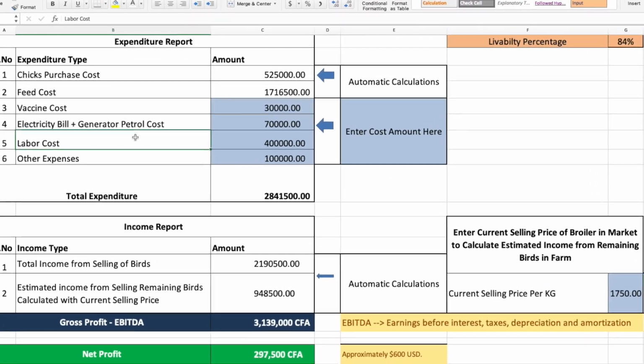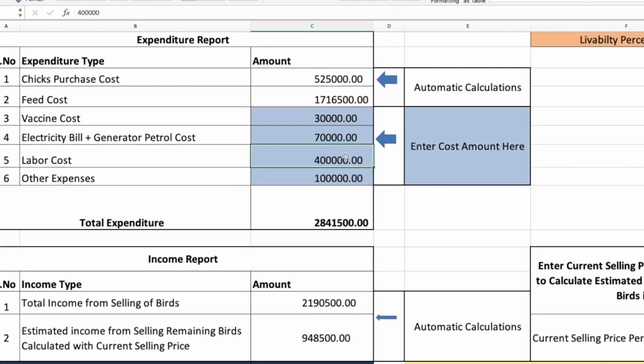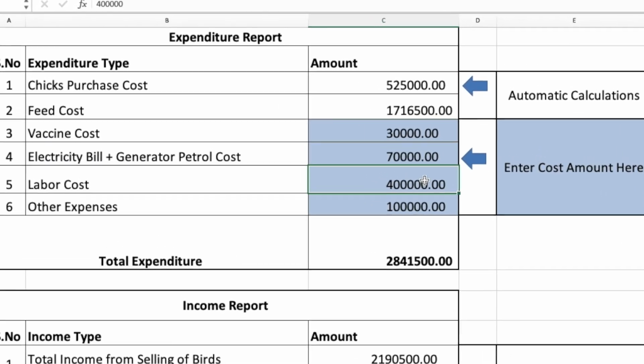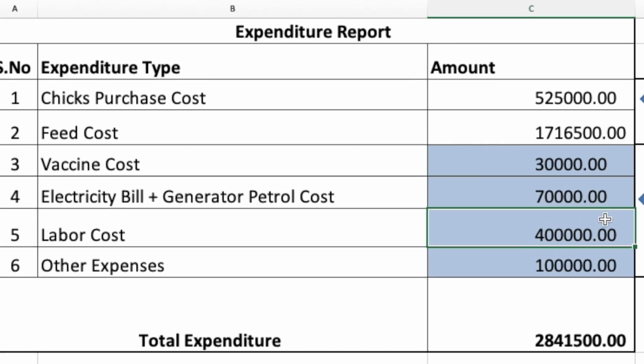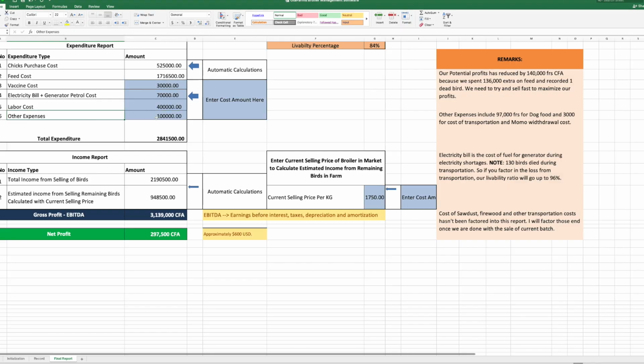We also capture the labor cost. The labor cost for all the employees was about $400,000. I think we have a total of about 6 employees in our broiler farm alone. And then we had other expenses.